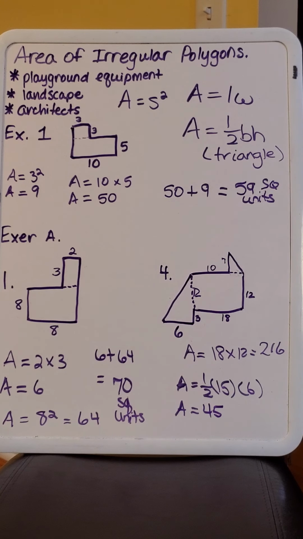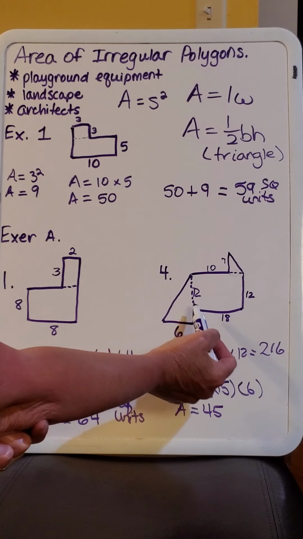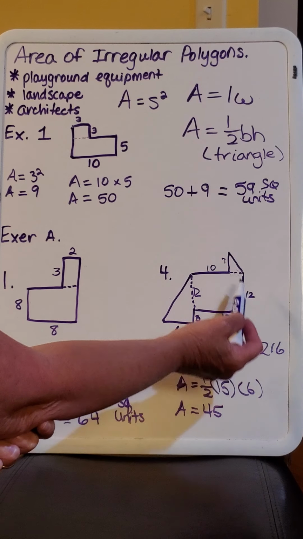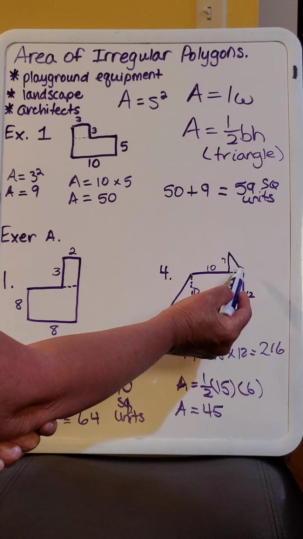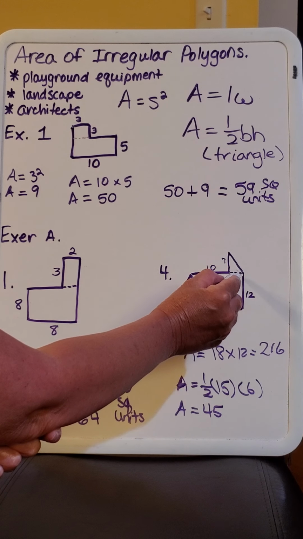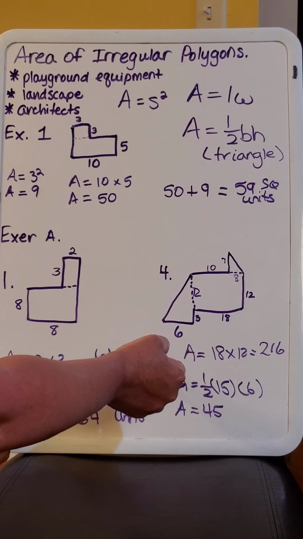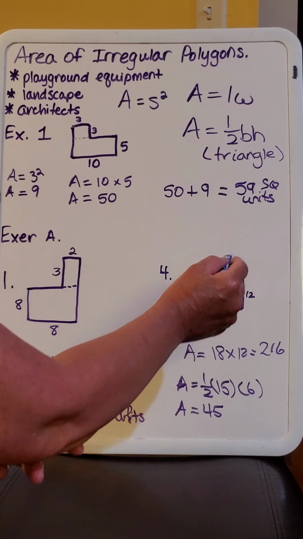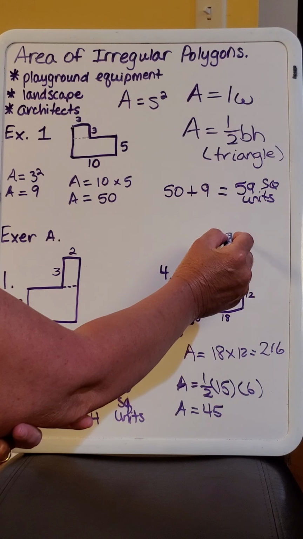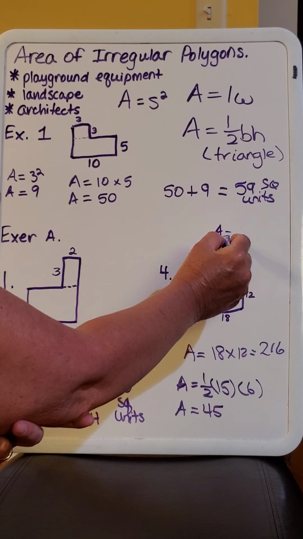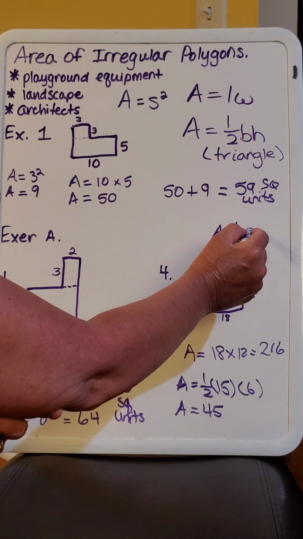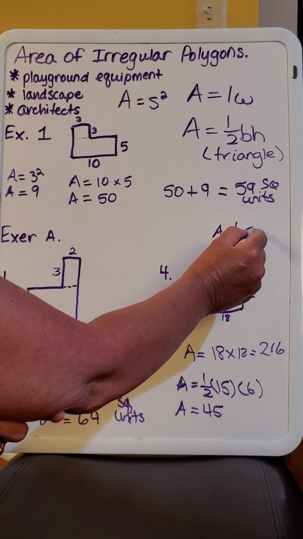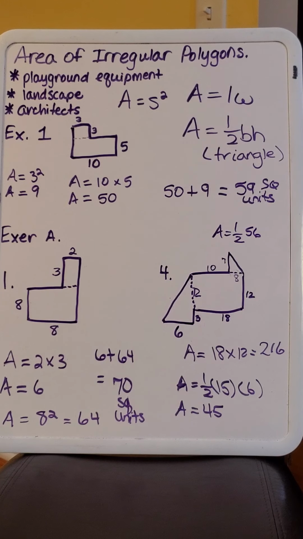And then for the small triangle up top, all the way across is 18. This part here is 10. If I do 18 minus 10, I'm going to get 8. And so that means that base right here is going to be 8. And then area is equal to 1/2 of 7 times 8, which is 56. So 1/2 of 56 is 28.